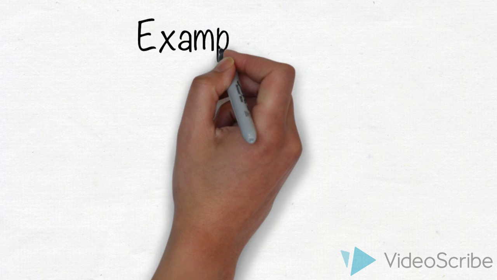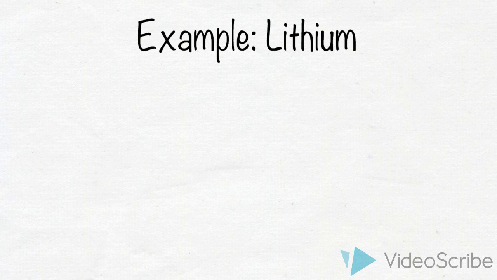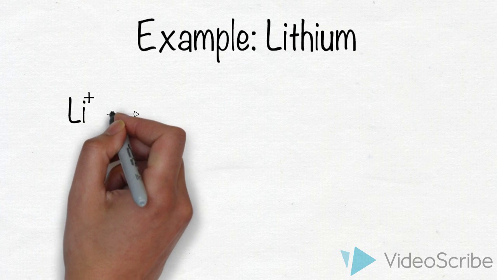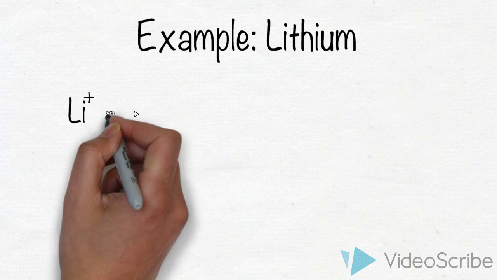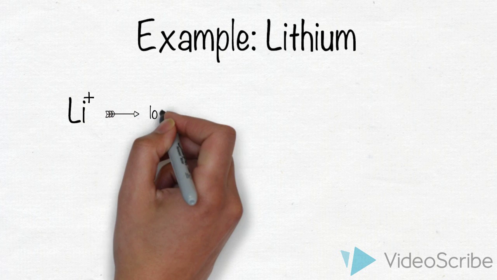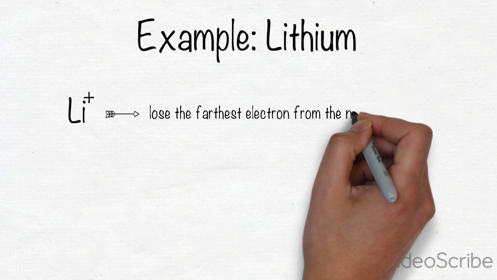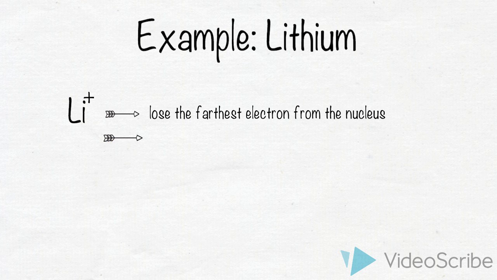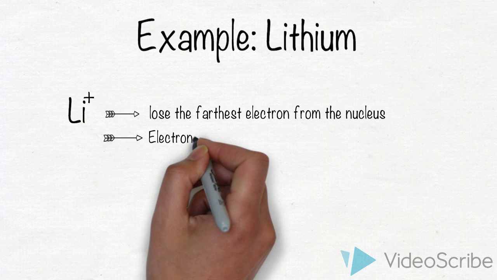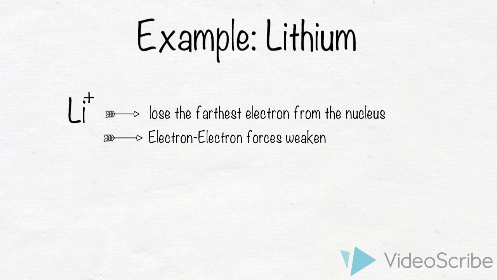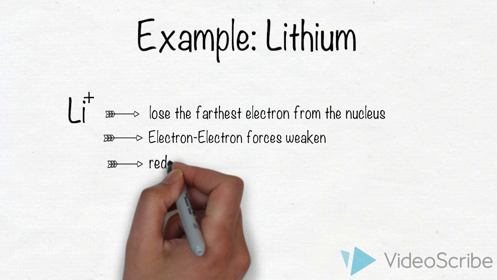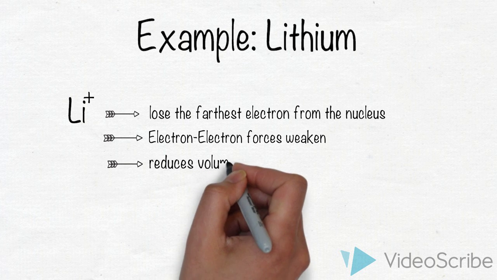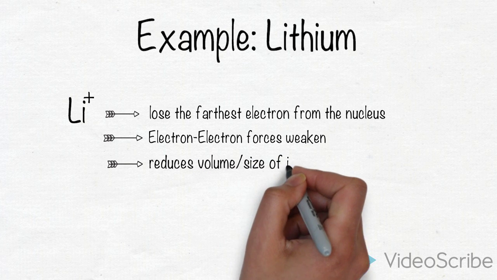Let's take a look at lithium, for example. We already know that a lithium ion will result in a 1+ charge, so we know the ion is a cation. The formation of this cation will vacate the most spatially extended occupied orbital, which in this case is the electron in the 2s orbital. Once we remove that electron, the electron-to-electron repulsion forces weaken. Therefore, the forces of attraction from the nucleus have an easier time reeling in the remaining electrons, effectively reducing the overall volume that the electrons occupy.